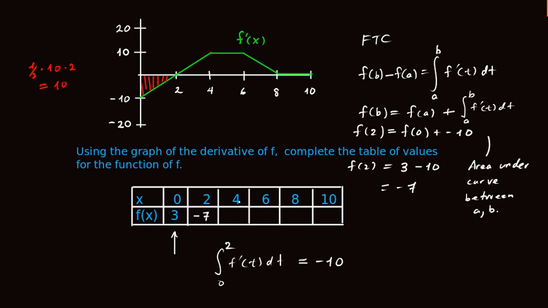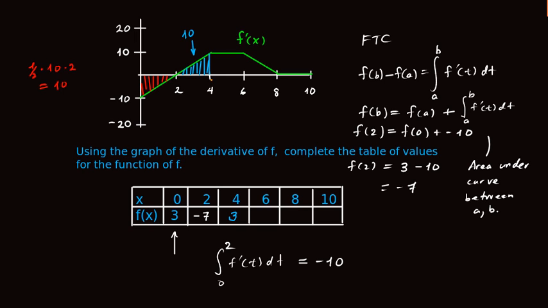Okay, for the next one, to go from 2 to 4, we look at the total change between 2 and 4. The total change, if this is the derivative, is the integral of the derivative, which is the area. And that blue area, a very similar computation, shows that that's 10. And it's counted positively because it's above the x-axis. So we have an increase of 10 from minus 7, which gets us back to 3.